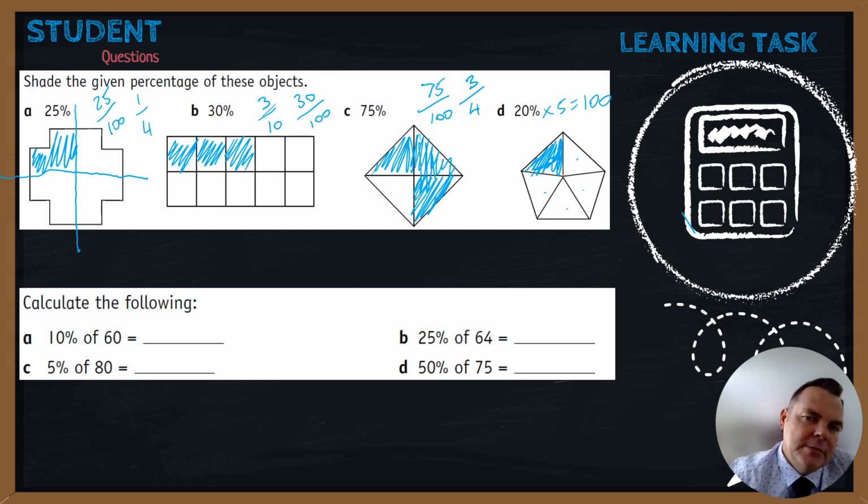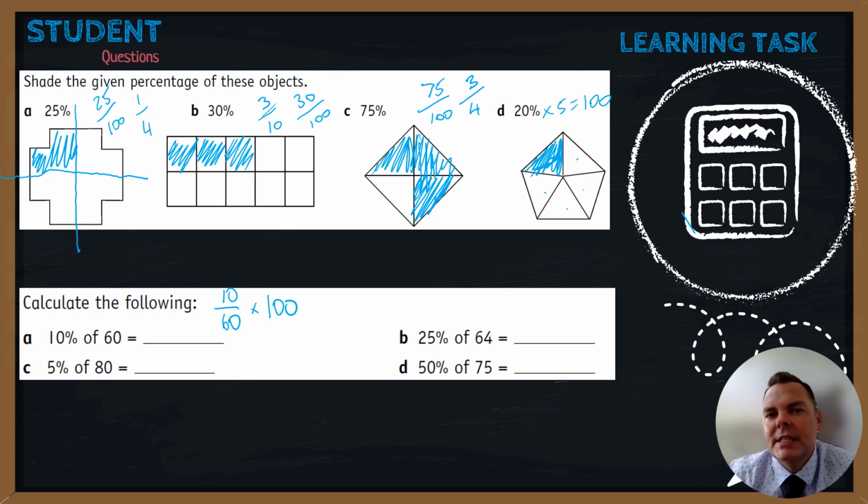Let's jump down a little bit now and have a look at the next part, which is finding 10% of numbers, and this is what you'll predominantly be doing. 10% of 60, I can apply my formula here. I can say, well, 10 divided by 60 times 100. So that's going to be my formula to find that.